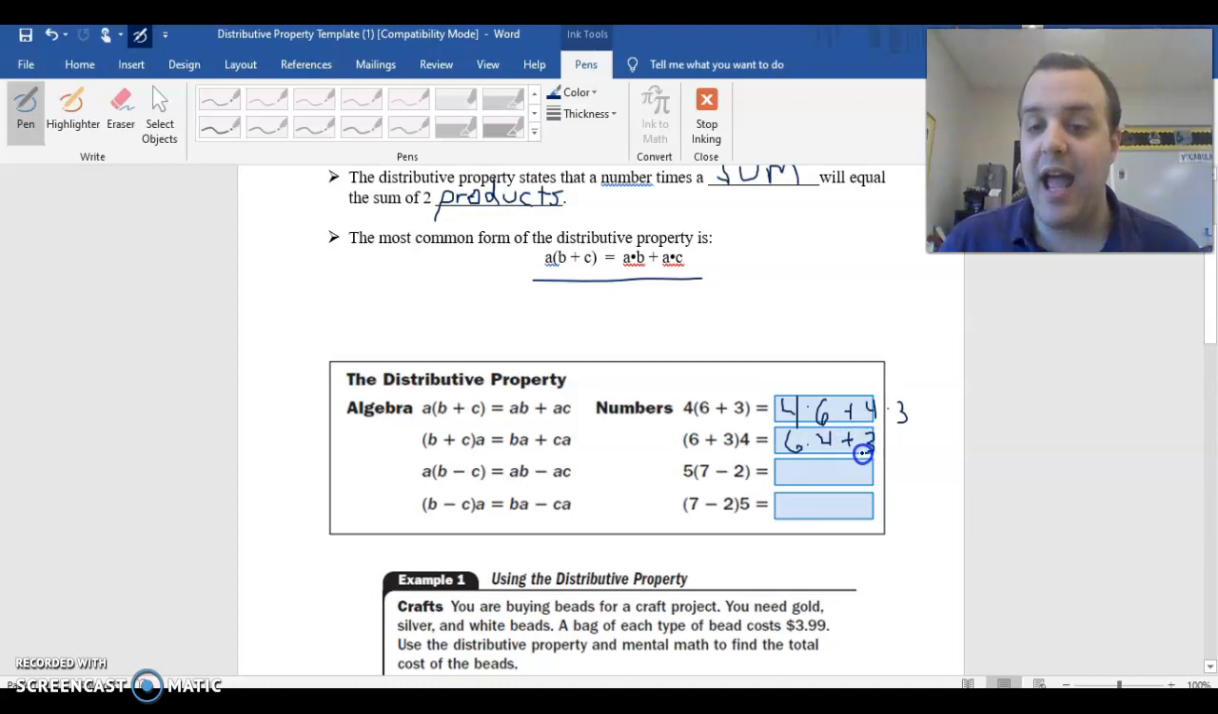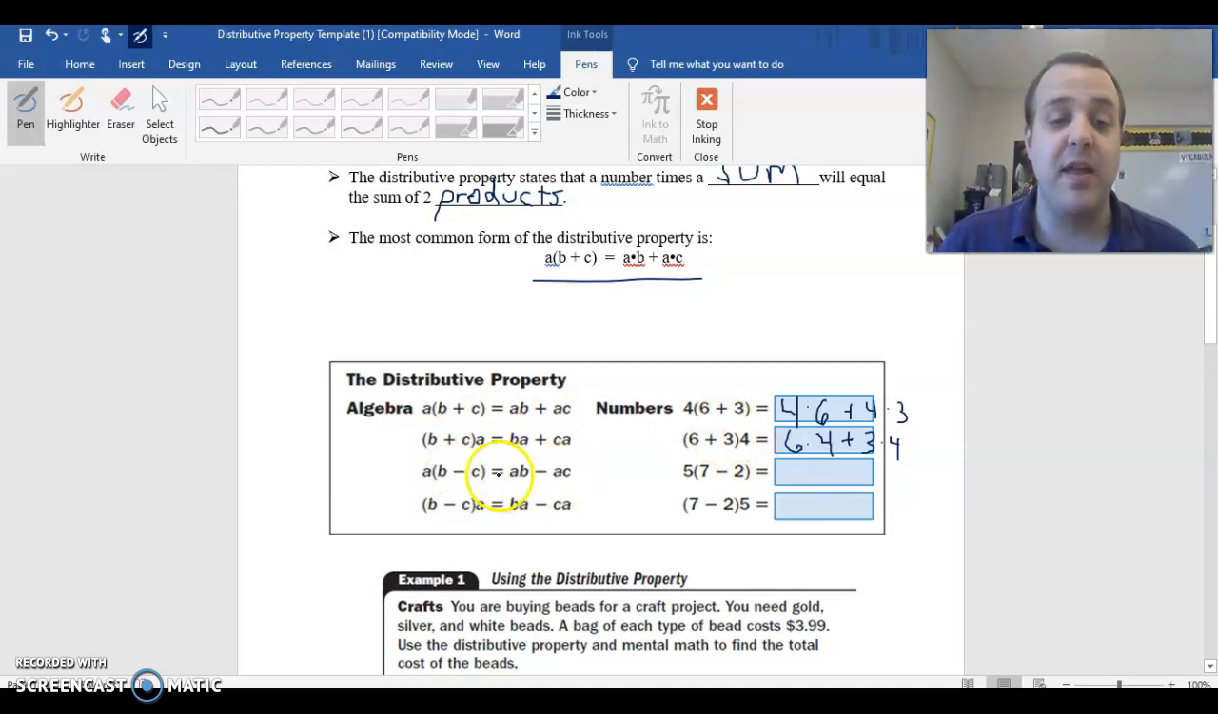Now, I want you to ask yourself real quick, is that going to give me a different answer than the first one? 4 times 6 plus 4 times 3, 6 times 4 plus 3 times 4? No, because as you learned with the properties earlier, multiplication is commutative. We can flip the order. The order doesn't matter with that. So if I have the multiplication in front, 4 times 6 plus 3, or in the back, 6 plus 3 times 4, it's not going to make a big difference in terms of my final answer.